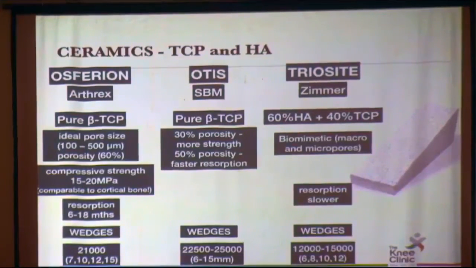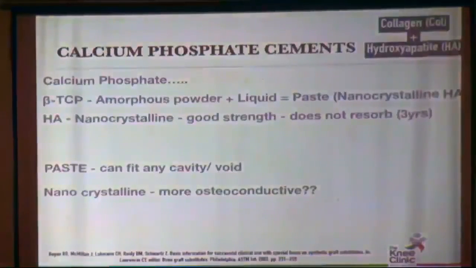Arthrex goes on to say that we have the strongest wedge available. But if you compare it to native host bone at 150 to 200 megapascals, whereas the Arthrex bone wedge is 15 to 20. So of course there's no comparison. So we covered ceramics made of beta TCP and HA.